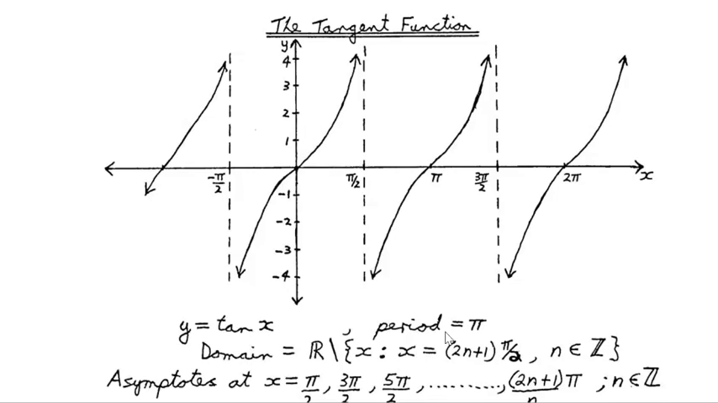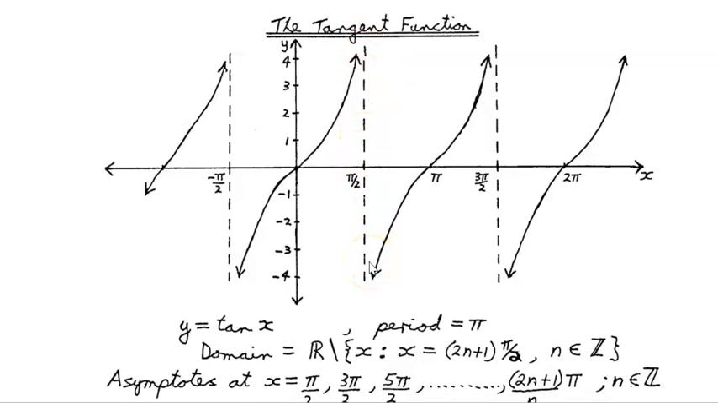The domain is all the reals excluding the set of points x, such that x equals (2n plus 1) times pi on 2, where n belongs to the integers. So if n is 0, then you have pi on 2. So the first asymptote here, pi on 2.